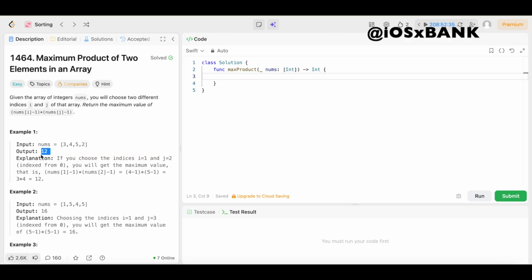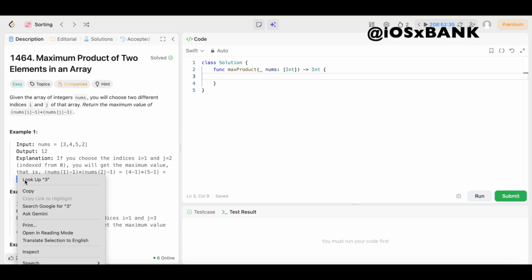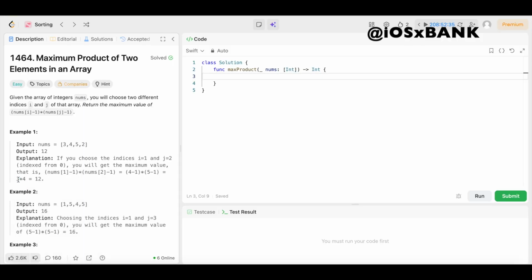So, just to break this down one step further, we want to return the maximum value that we could find by performing this operation right here. To get the max value, we're just going to multiply the two largest numbers, which in this case are 4 and 5. But then we have to subtract each of them by 1. So that's when it becomes 3 and 4 instead of 4 and 5 after the subtraction. Then once we multiply 3 and 4, that's when we get 12.